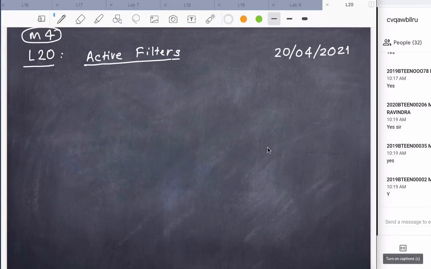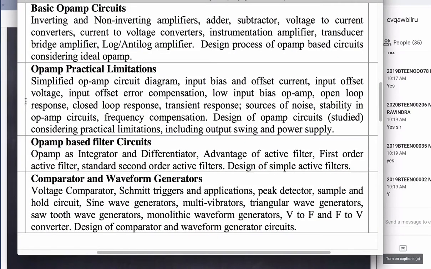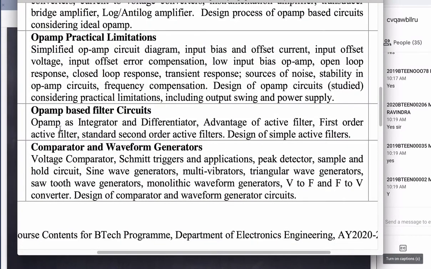We will have a discussion on the topic of active filters. This is part of module 4, as you can see here, op-amp based filter circuits. So, it will include the study of integrated differentiator, what is active filter, why do we use it, and various types of filters, and design of simple active filters.